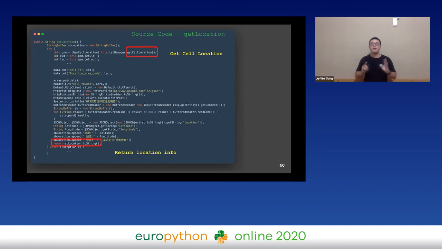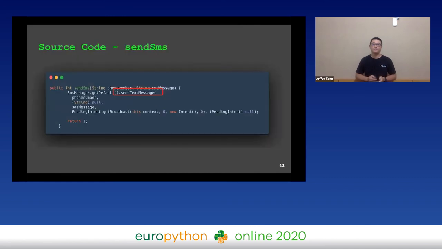So now let's dive into the source code of get location. As you can see in the source code, it tries to call native API get cell location and return this information at the end of the code. And now let's dive into the source code of send SMS. Native API send text message is used to send out the location information. So that's how we've used the Quark Engine to find the evidence in a malware. Quite simple, isn't it?